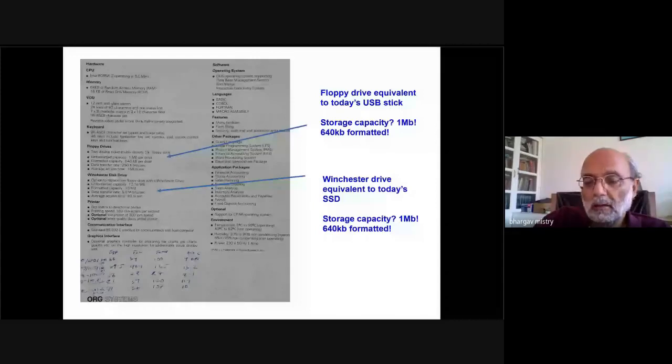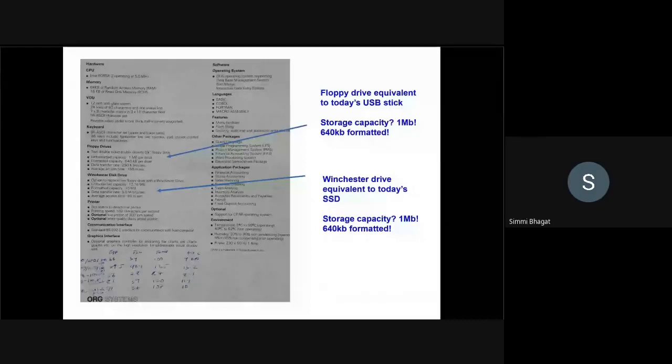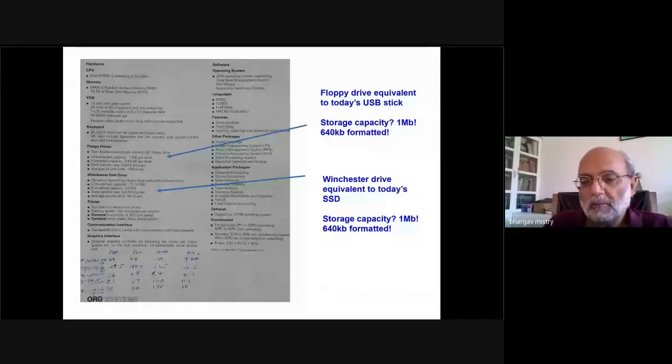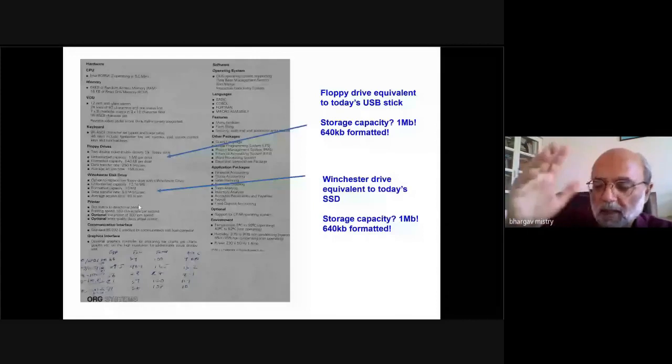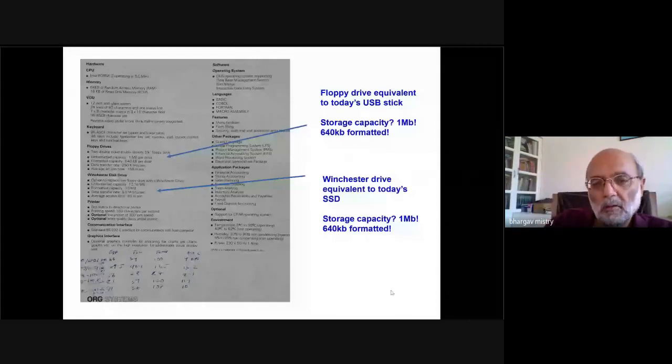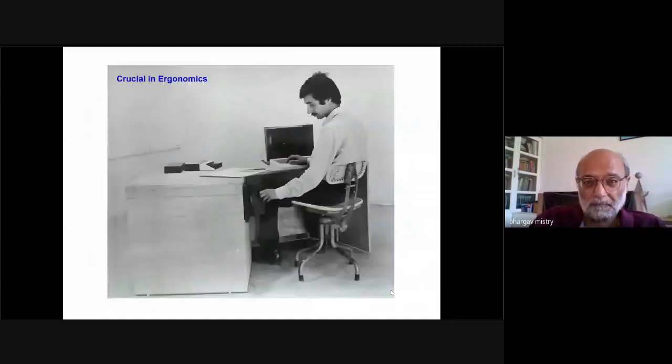And this, I've made a mistake here by writing 1 MB. It had a capacity of 10 MB, it says here. So 1 MB became 10 MB with the Winchester. So this made a computer system, which is probably 1/4 of what my laptop here is today. Not even 1/4.